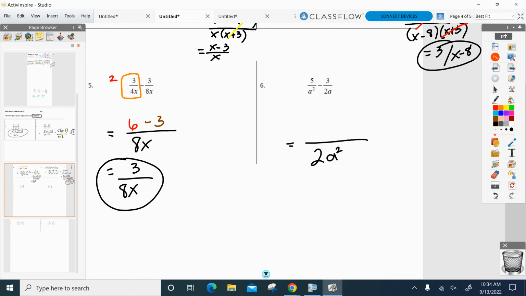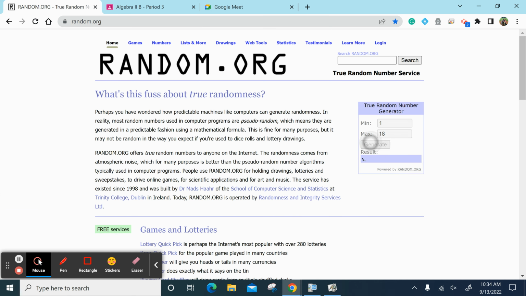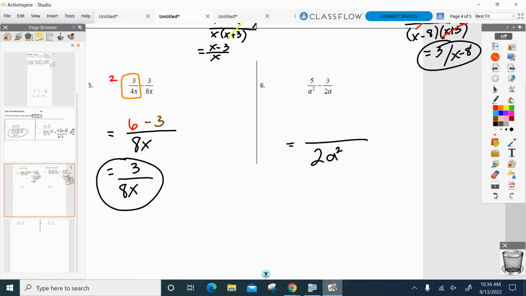Now I've got to figure out what to multiply each of them by. Ready? What's in the denominator of my first fraction? A squared. Thank you. All good? What do I need to multiply a squared by to get 2a squared?